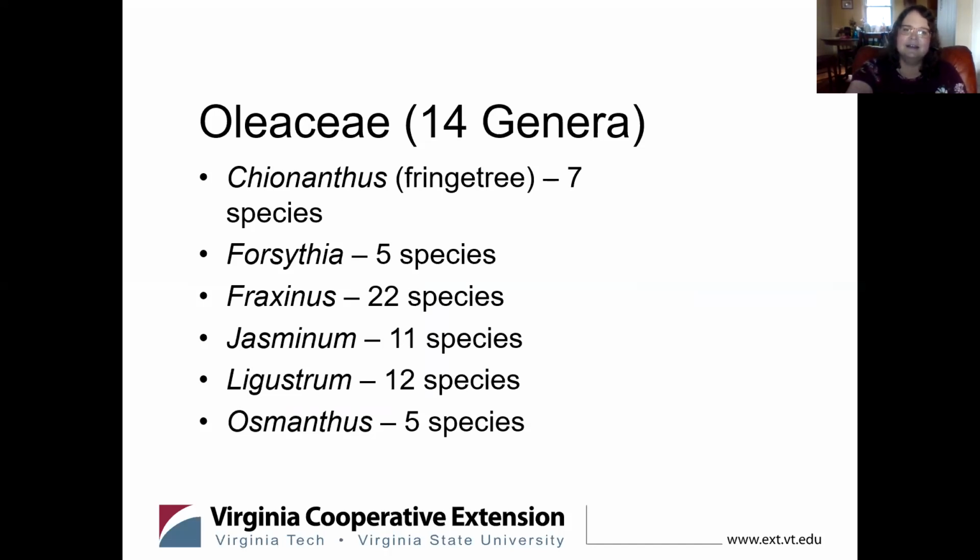Oleaceae, fringe tree, Chionanthus, has 7 species. Forsythia is in the Oleaceae family. Fraxinus, which is ash. The jasmines are in this family. Ligustrum, which is privet. Chinese privet, Japanese privet are in this family. And the Osmanthus, the tea olives, are in this family also.